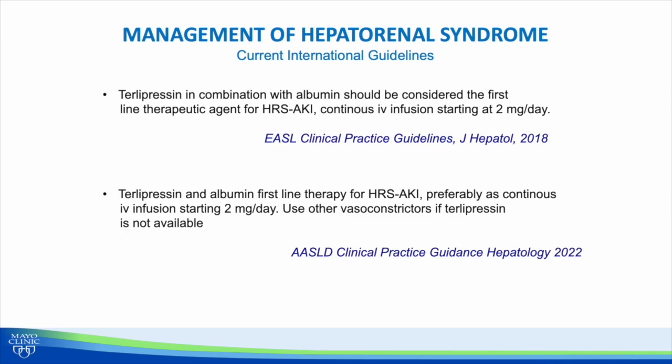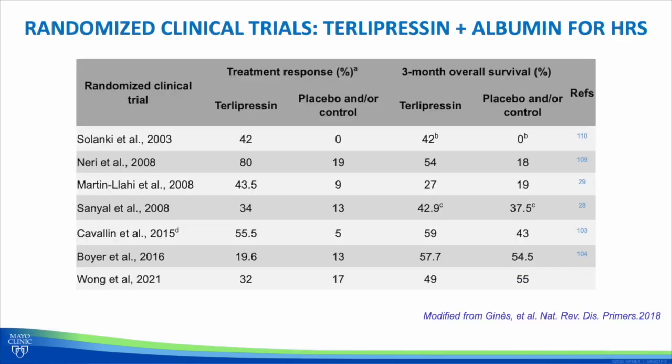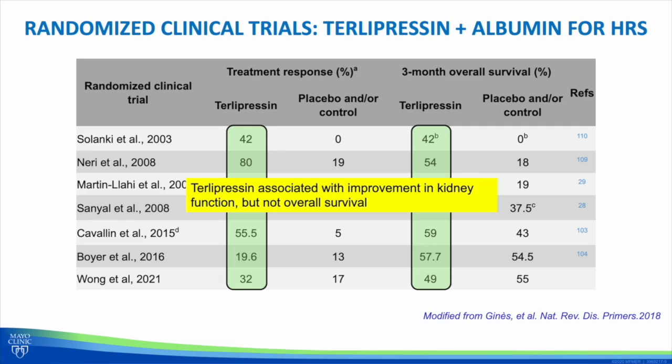How effective is terlipressin? These are the results of the different studies. Panel on the left, treatment response percentage, and on the right is 3-month survival. So you can see about 40 to 50% will respond to terlipressin as compared to placebo, but overall survival at 3 months is not that much better, so consider liver transplantation in these patients.